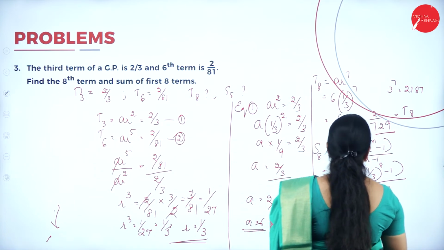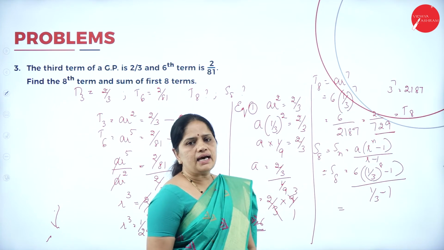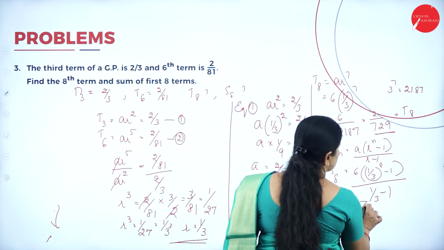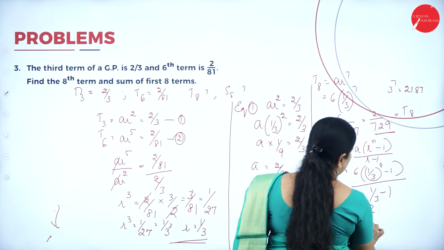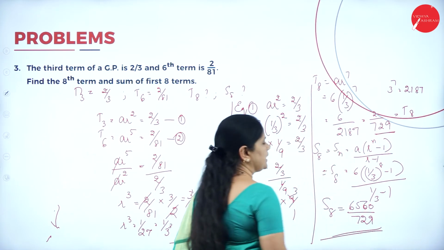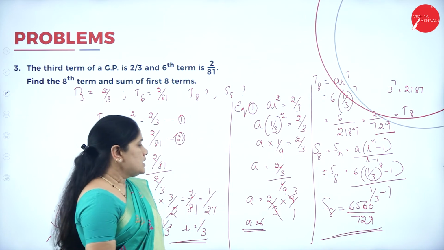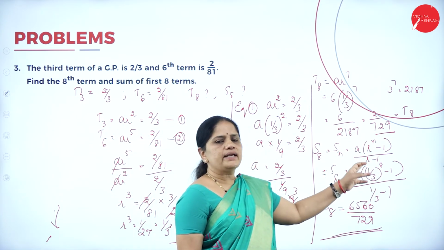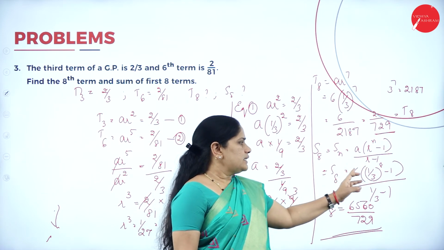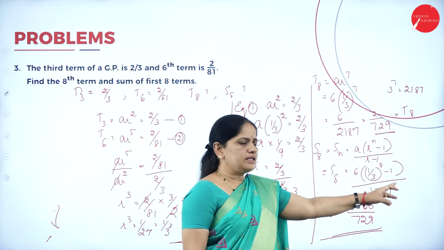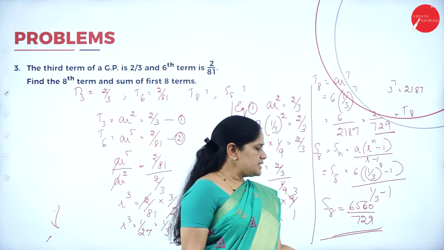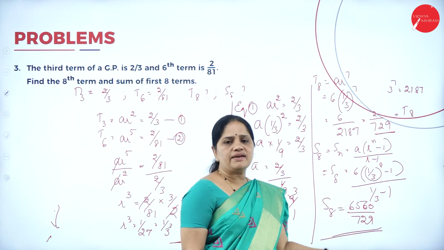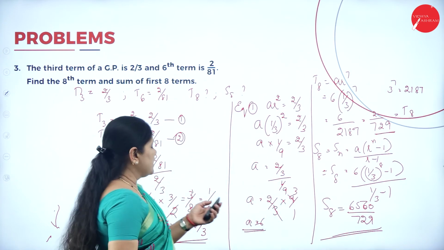So when we simplify this, I get the answer is S8 equals 6560 divided by 729. So this is the answer. So how I got this? I have to multiply up to 8 times, then I get an answer. Then I subtract it by minus 1. So when I simplify this, I get 6560 divided by 729 as the answer.